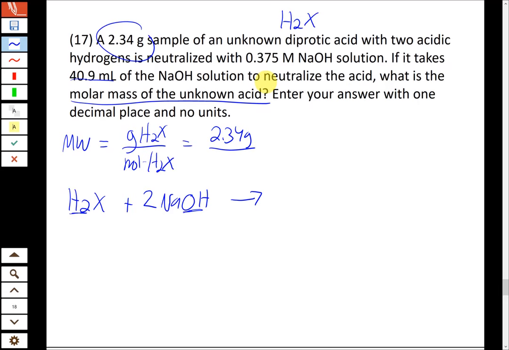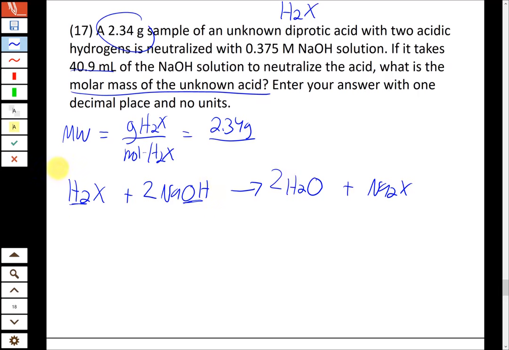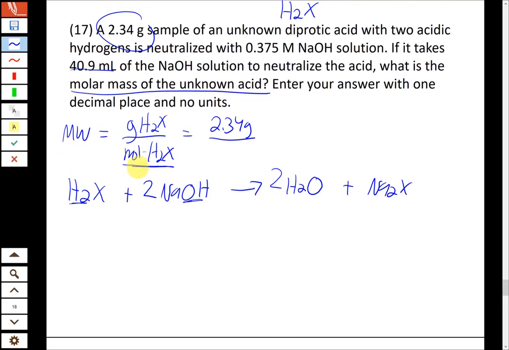On the product side, we always make water and an ionic compound. So the ionic compound is going to be sodium with whatever X is. So it's going to be Na2X, because X would be a 2- anion in this case if it's a diprotic acid. Technically, there's going to be 2 waters forming because it's 2 OH minuses and 2 H pluses. So to balance that correctly, we need a 2 there. But again, we don't care too much about the product side for most of these types of titration problems. All right, so that's going to be the balanced equation, and then from there we can find what we're looking for, which is moles of H2X.